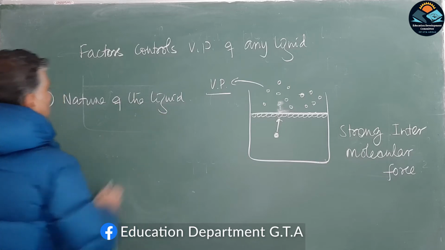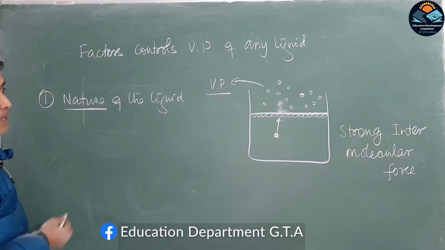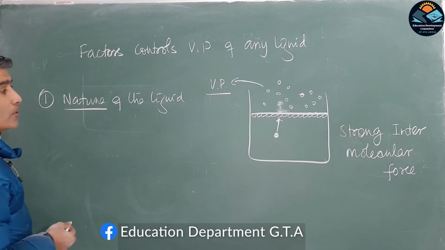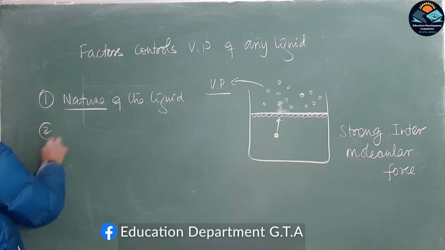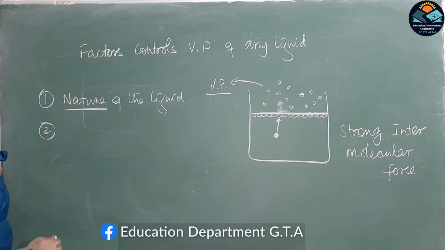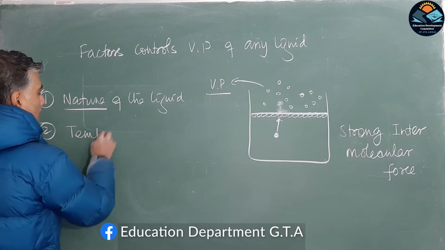So vapor pressure formed by a liquid depends on the nature, and the nature of the liquid is decided by how strongly the molecules of the liquid attract each other. If the intermolecular attraction is strong, then the liquid is less volatile. If the intermolecular attraction is weak, then it forms vapor very easily, so it's more volatile. So the vapor pressure of a liquid depends on the nature. The second factor that decides the vapor pressure of a liquid is temperature.